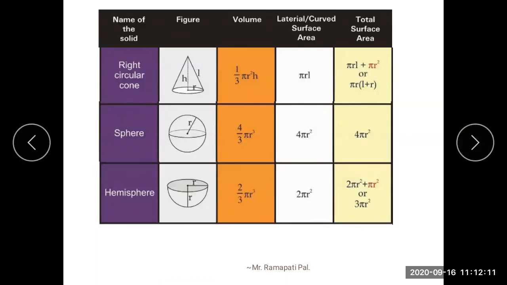Now we are going to see the hemisphere. Hemi means half, sphere means sphere, you know that. So half of a sphere is called a hemisphere. In that we are going to see volume. So volume of a hemisphere is 2 upon 3 pi r cube. Whatever the volume of the given sphere is, just divide by 2, so you will know the volume of the hemisphere. Is it clear?